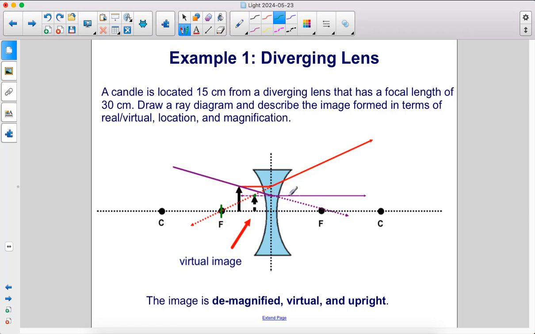So this one went parallel, then we trace it back to this side, and then this one went off like that. It diverged away, but then we trace it back. And we see a virtual image right here that's smaller. It's demagnified. It's virtual since it's on the same side of the lens as the object, and it is upright.